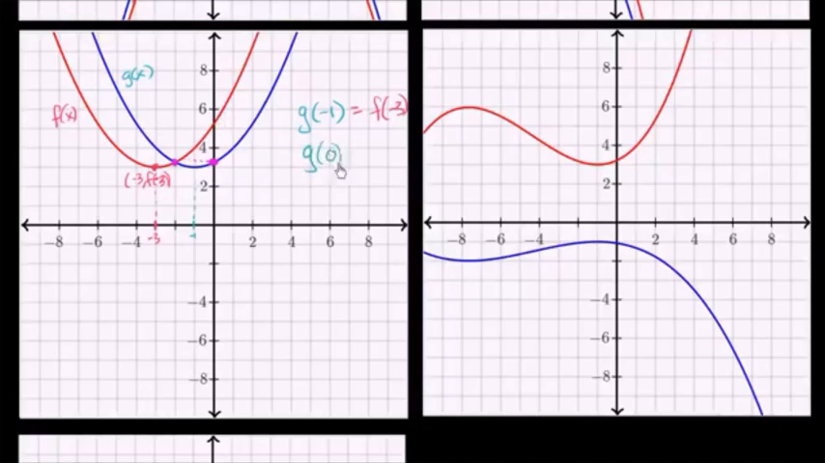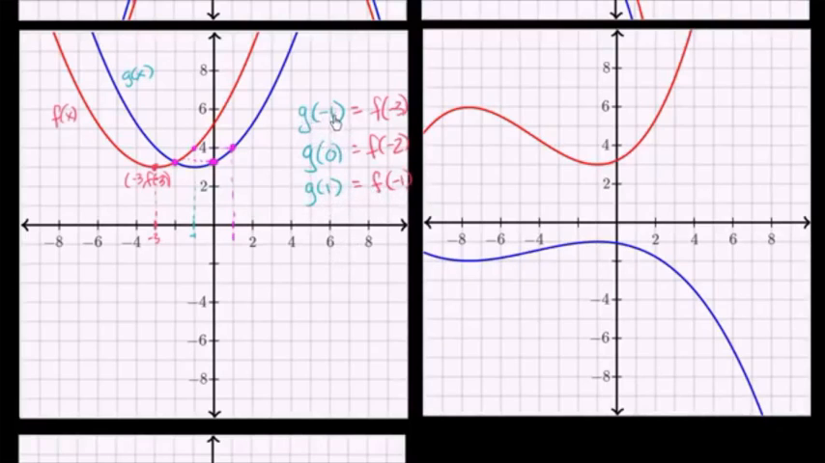g of 0 is equal to f of -2. We could keep doing that. We could say g of 1, which is right over here, this is 1. g of 1 is equal to f of -1. So I think you see the pattern here.